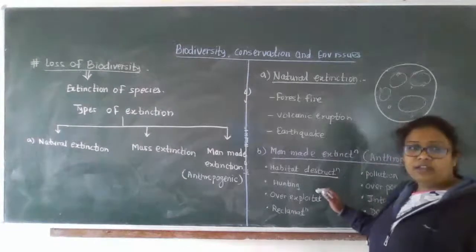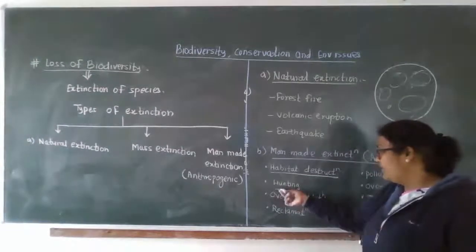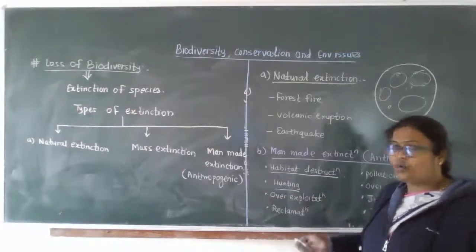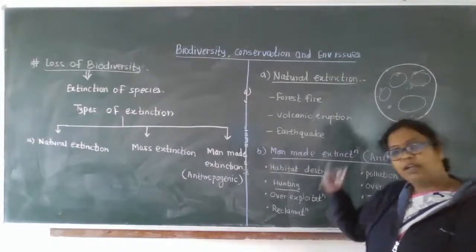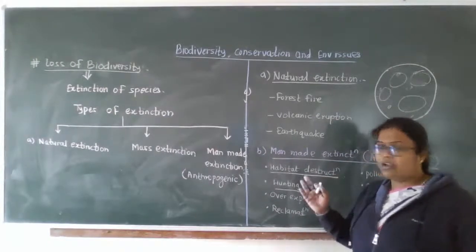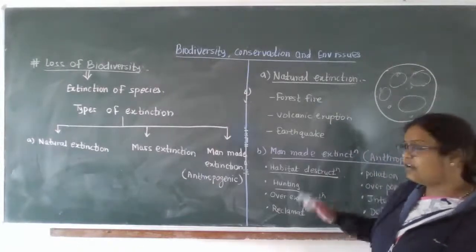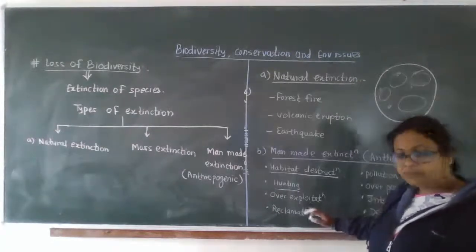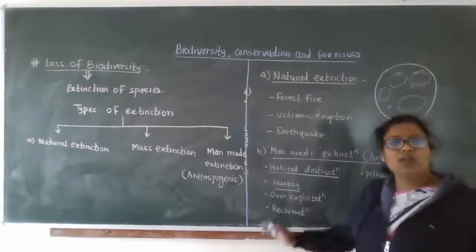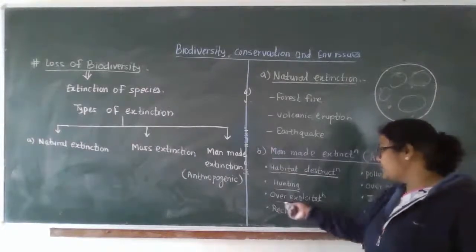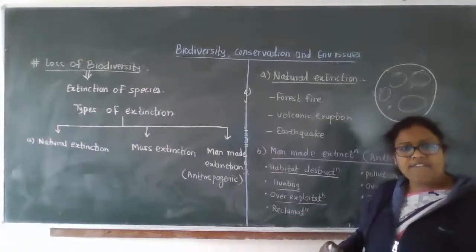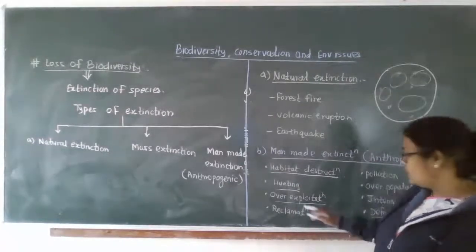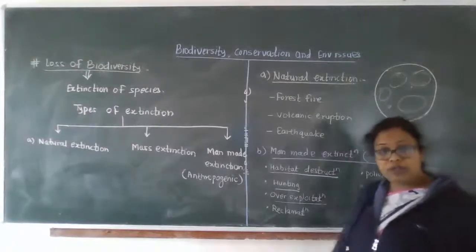We are killing animals for our eating purposes, as well as to show that we are brave. In ancient times, the kings were killing animals like tigers and lions, and the number of species got reduced. Then overexploitation. The best example of overexploitation is fishing. More than our need, we are capturing the fishes. That is overexploitation.